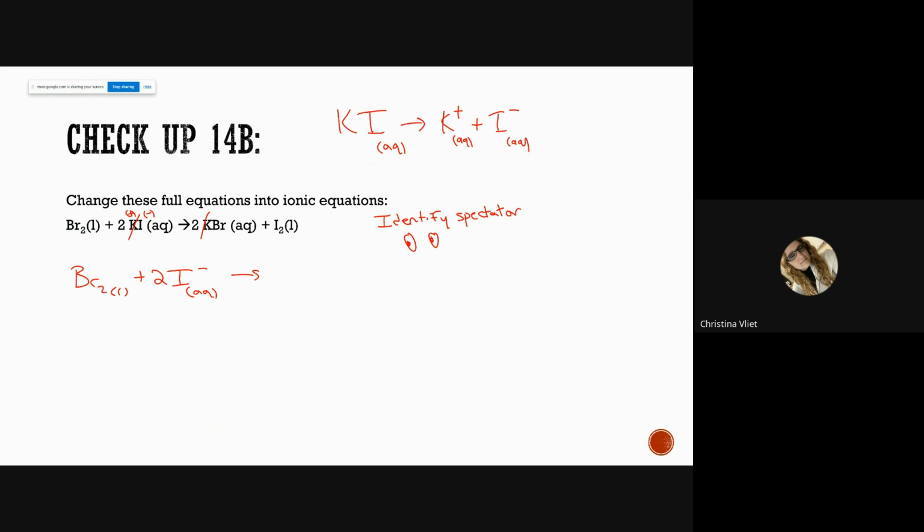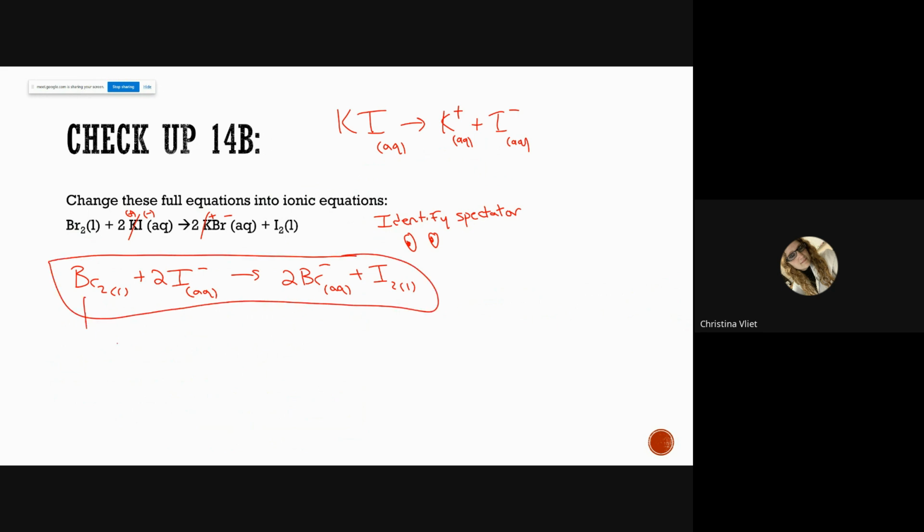Product side. What did I take out? Potassium. So what would be written here? If potassium is plus, then Br must be minus. So it would be 2Br minus. And the other thing is? The potassium doesn't change. It's just chilling. What changed is bromine went to Br minus and I minus went to I2. That's the changes that occurred.